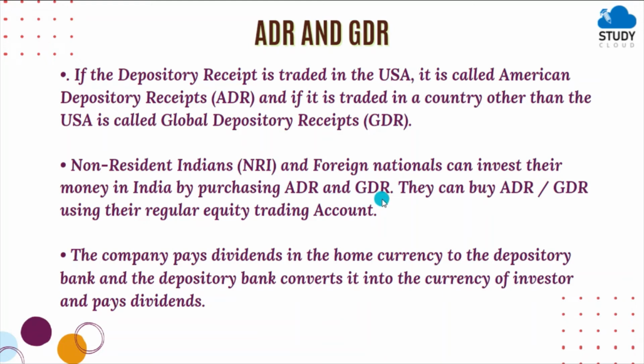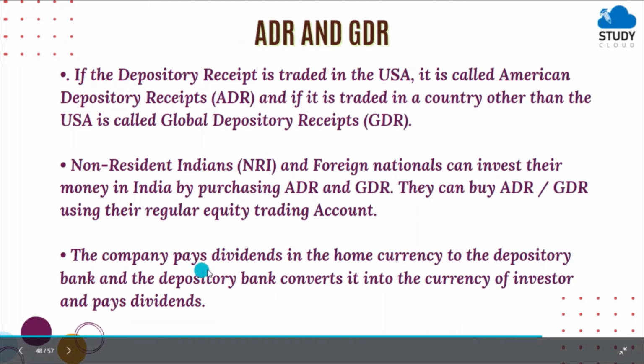So when foreigners or NRIs purchase ADR and GDR, then they can get their money invested in India. So indirectly they are investing their money in India. They can buy ADR and GDR using a regular equity trading account. With the help of a trading account, they can buy ADR and GDR. So who will provide them ADR and GDR? Obviously the banks like Citigroup.